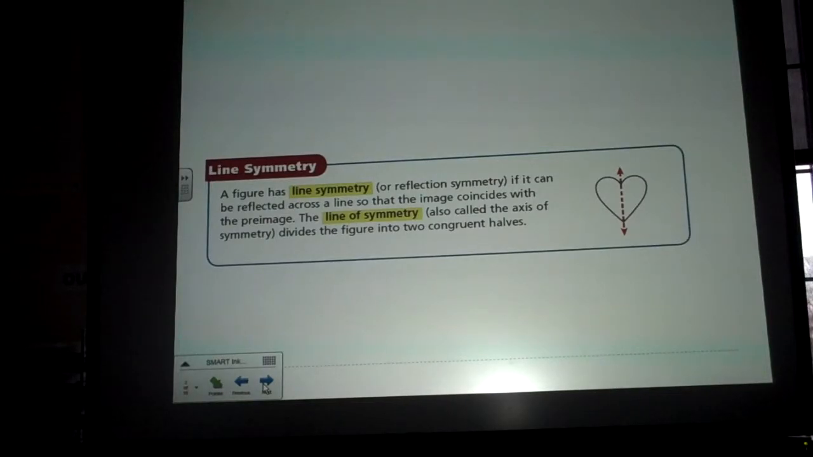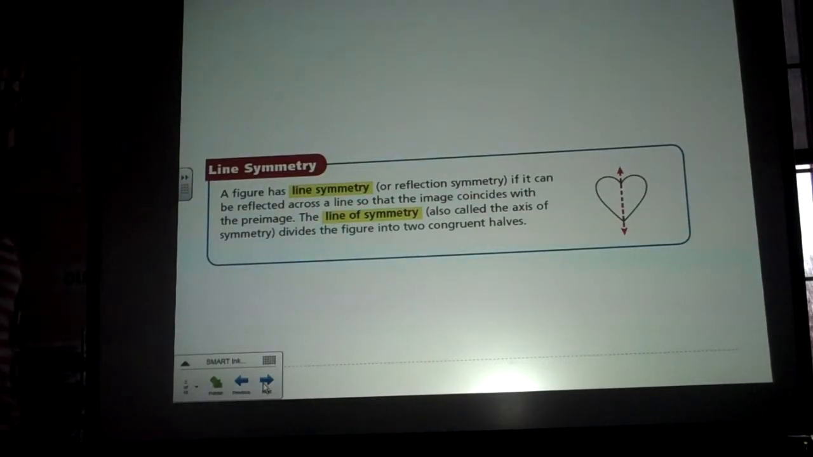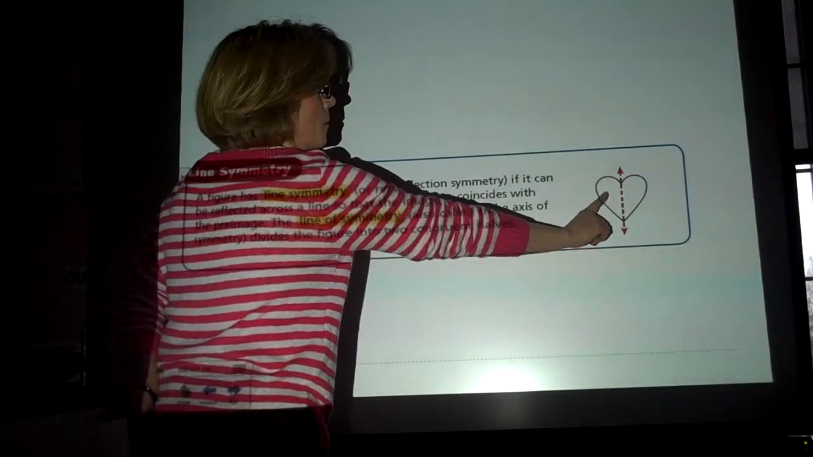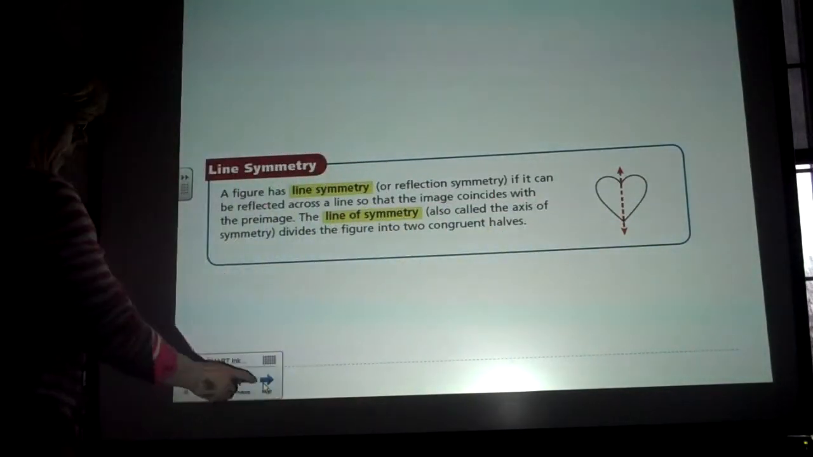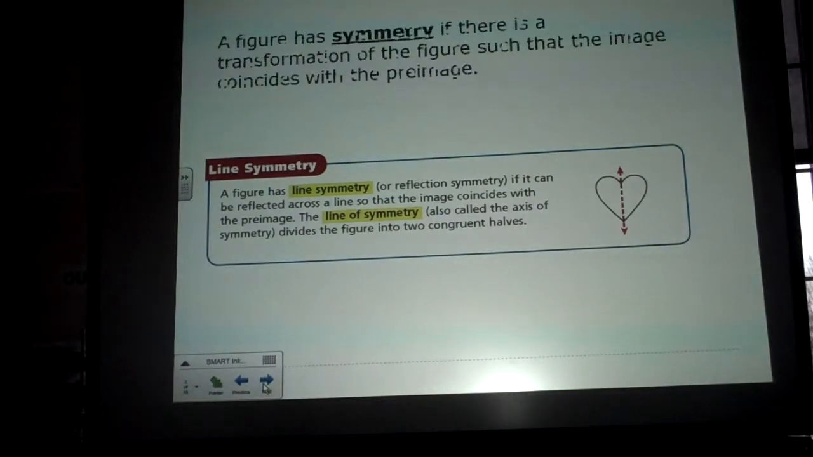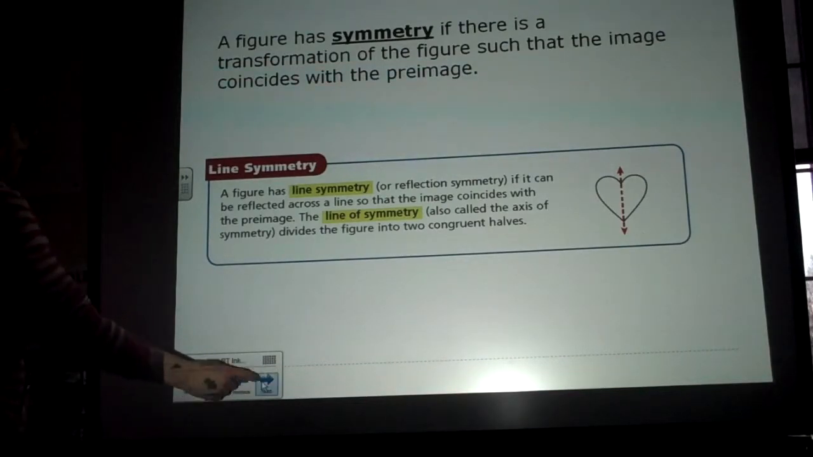So guys, just like the activity we did with the mirror, with the bug, where you put your mirror was the line of symmetry or your reflection line or your reflection symmetry. The line of symmetry, also called the axis of symmetry, divides the figure into two congruent halves. So you have this heart here, and the red dotted line here is your line of symmetry because this half is exactly like that half. A figure has symmetry if there is a transformation of the figure such that the image coincides with the pre-image.